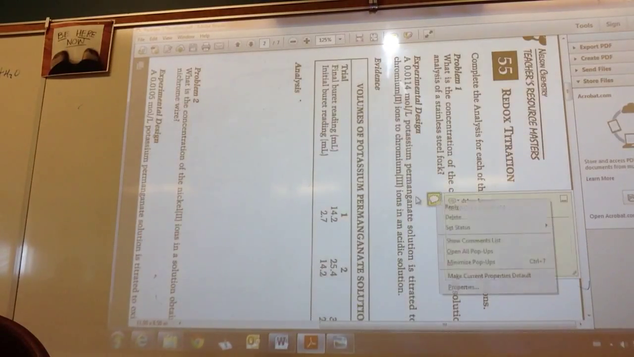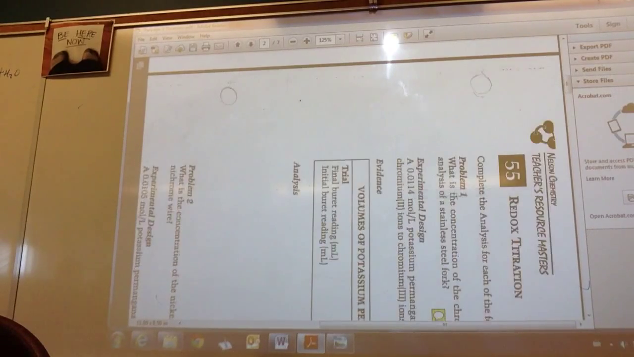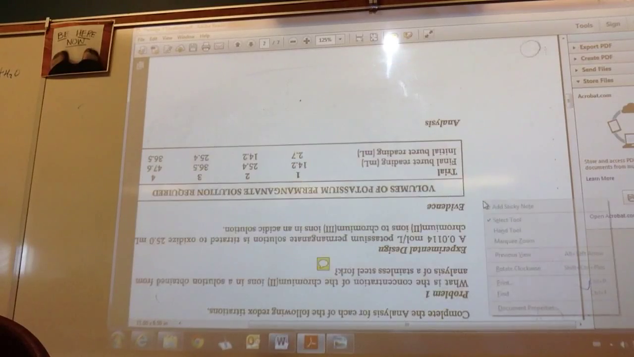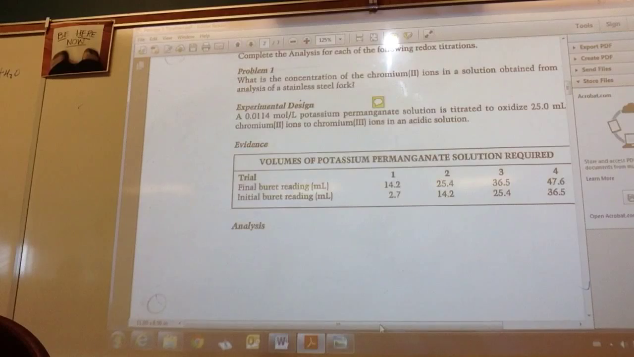Let me turn this around. Oh, no. Oh, I have no idea how to get rid of that now. Previous view? No. Rotate. Rotate. Rotate. Okay.